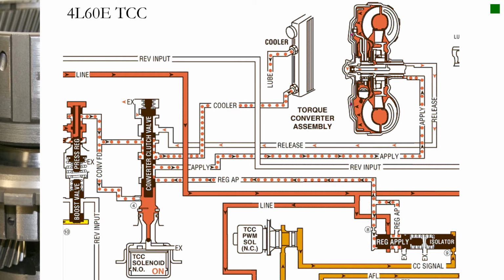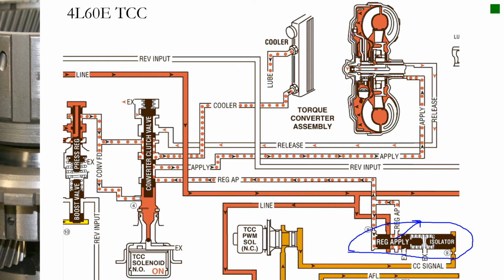Now we're going to look at the torque converter clutch application. In the early 4L60Es, I actually ran into quite a few problems with the torque converter application, mainly because of this component right here, this regulated apply valve. It ended up wearing out, and then the fluid that's supposed to apply the torque converter clutch just leaked out and didn't build pressure in the torque converter apply circuit.